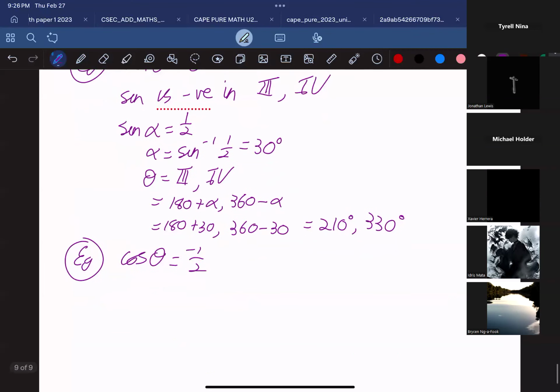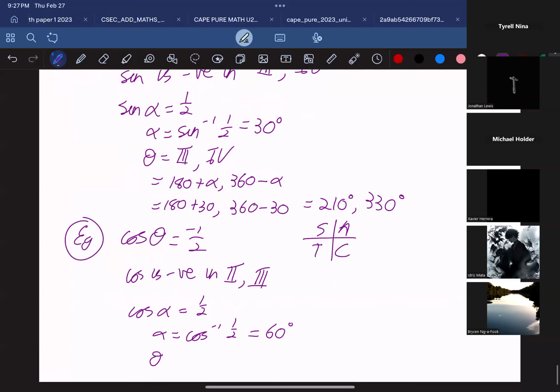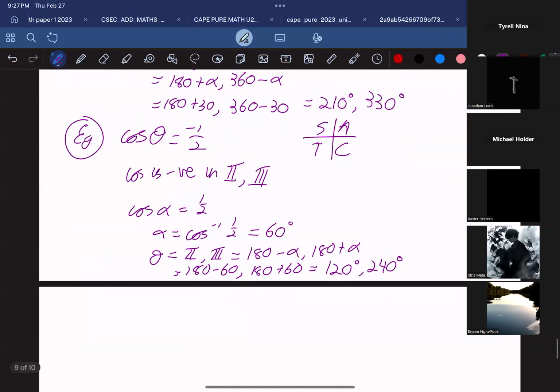So cos is negative in 2 and 3, right? So cos alpha is a half. Alpha is cos inverse of a half. It's 60 degrees. And theta being in quadrant 2 and 3 would be 180 minus alpha, 180 plus alpha, 180 minus 60, 180 plus 60, 120 degrees, 240 degrees, right? So that's essentially it there.